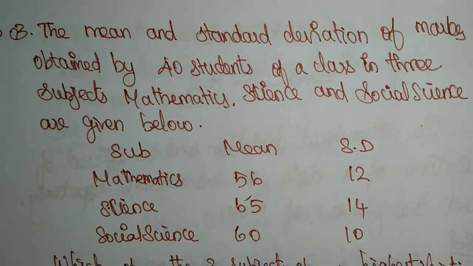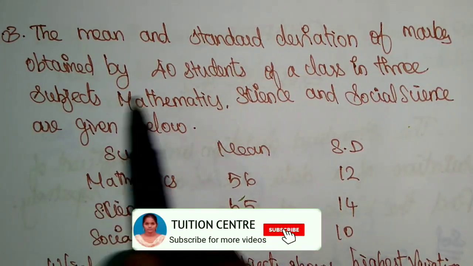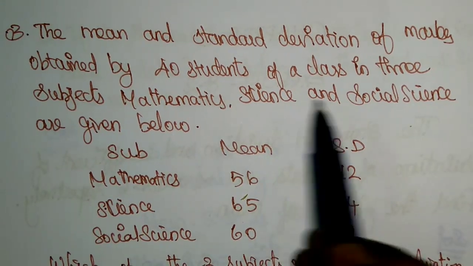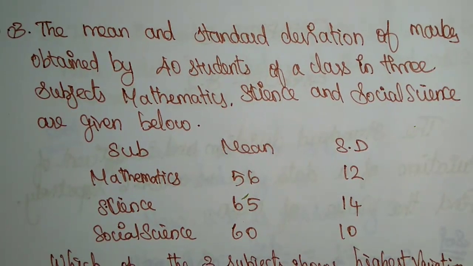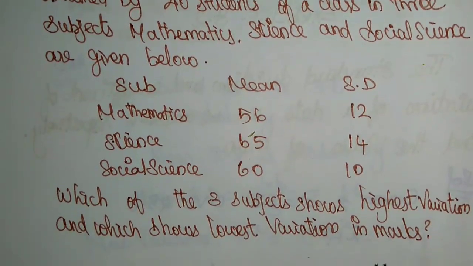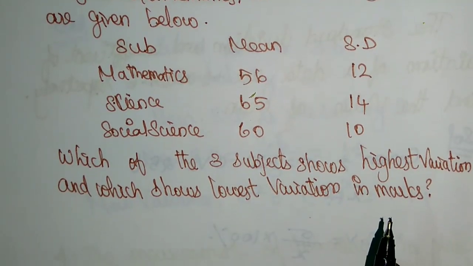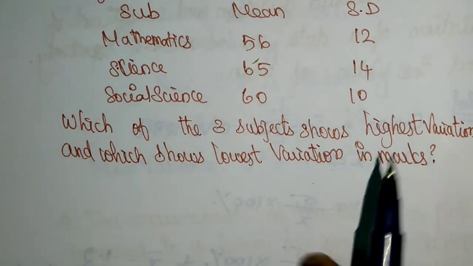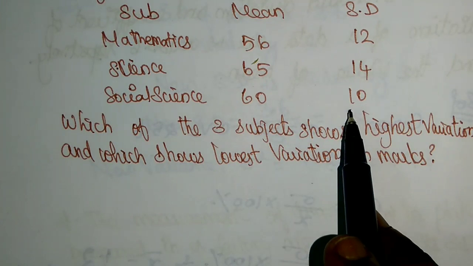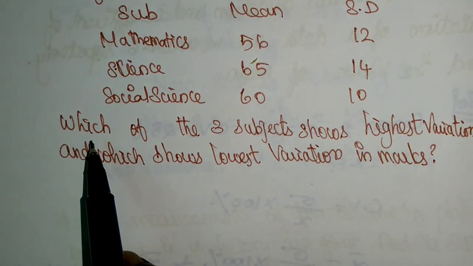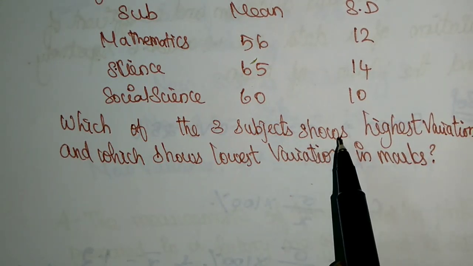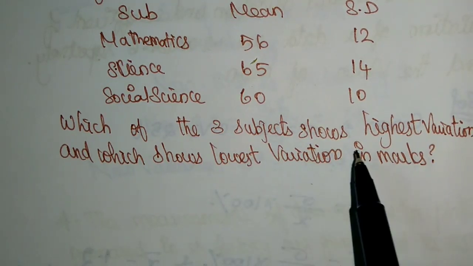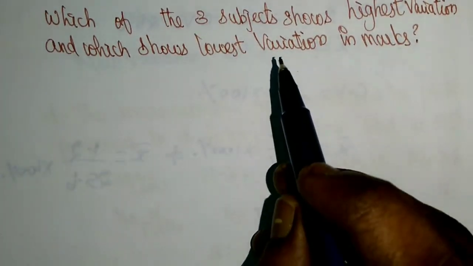Third problem: the mean and standard deviation of marks obtained by 40 students of a class in 3 subjects, mathematics, science and social science, are given below. Subjects: maths mean is 56 and standard deviation is 12, science mean is 65 and standard deviation is 14. For social science, the mean is 60 and standard deviation is 10. From that we have to find which of the 3 subjects shows highest variation and which shows lowest variation in marks. Solution.